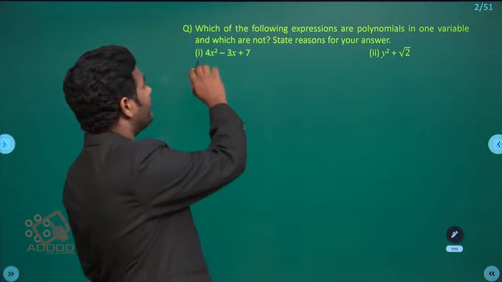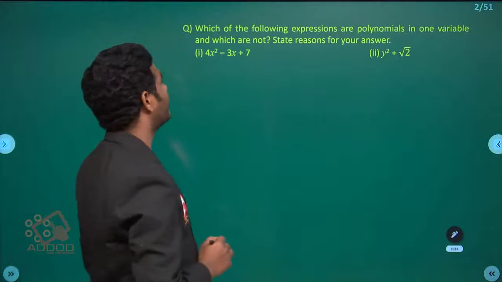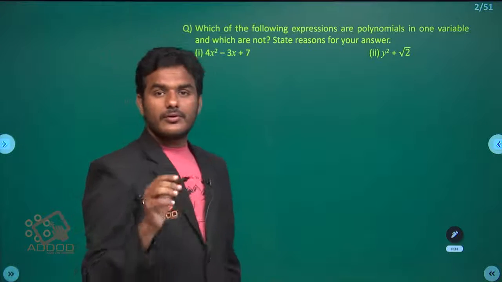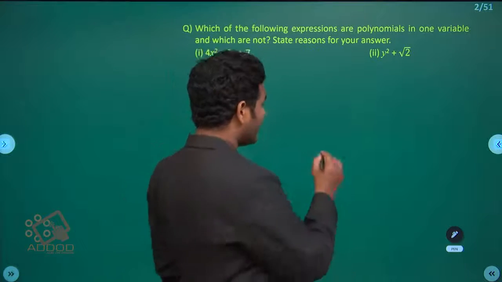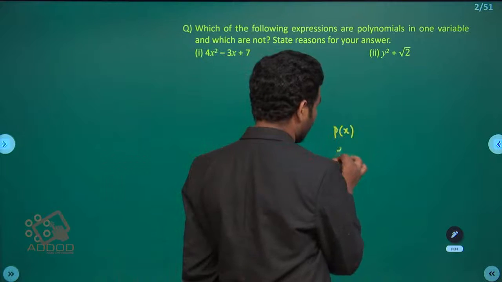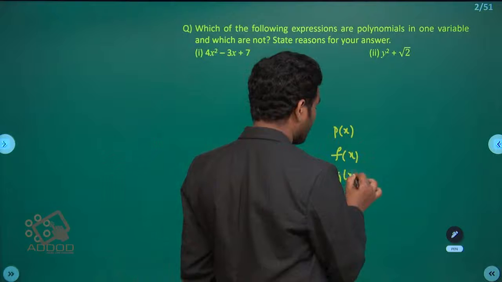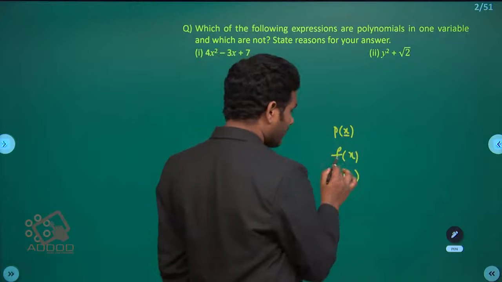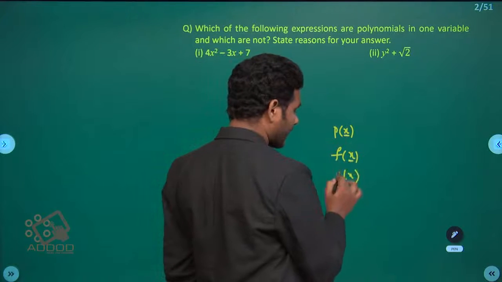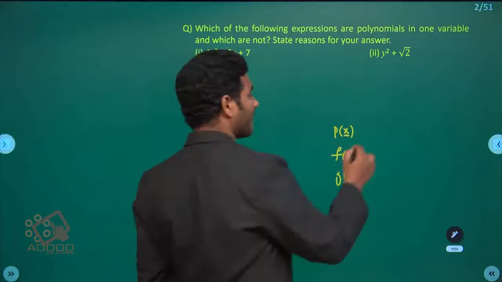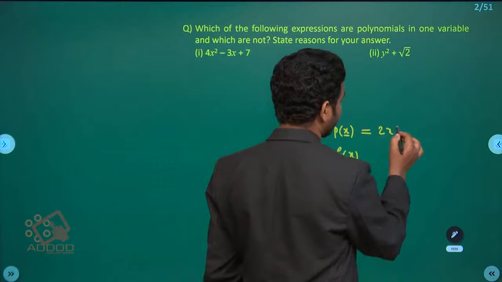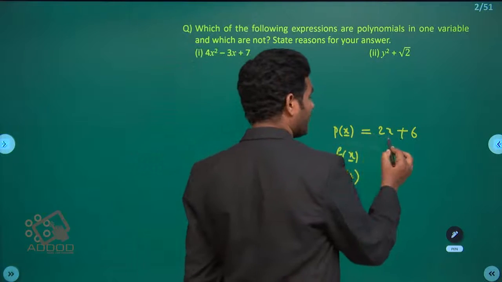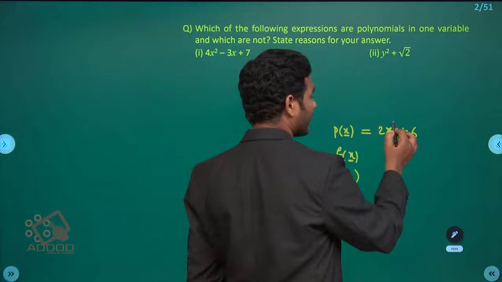Children, here, which of the following expressions are polynomials in one variable and which are not? State reasons for your answer. Generally polynomials can be represented like p of x or f of x or g of x. Here p of x is nothing but the polynomial in terms of the variable x. F is a polynomial in terms of the variable x only. For example, if I take p of x equal to 2x plus 6, this is a polynomial in which the variable is x, and here we have x power 1.